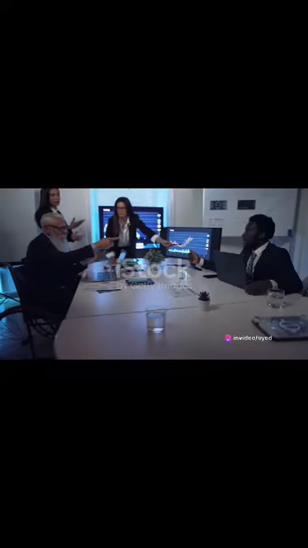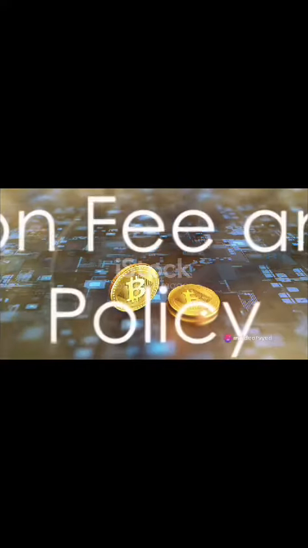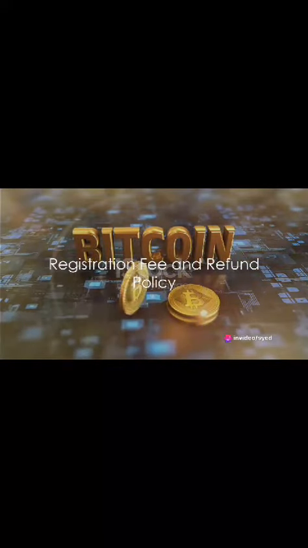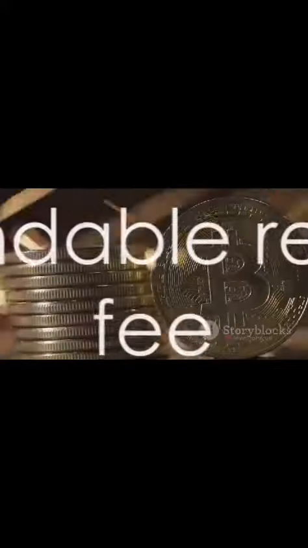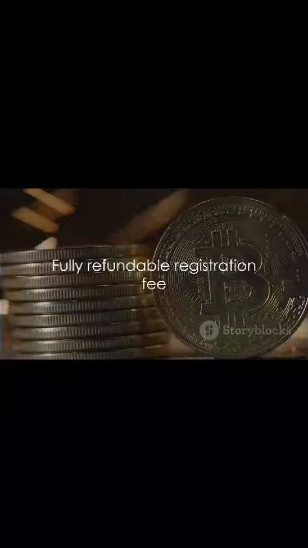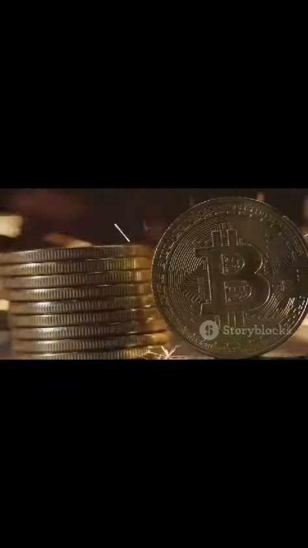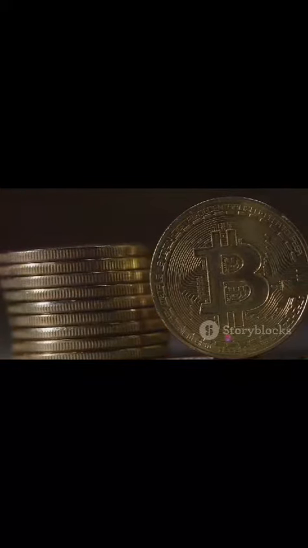This community, tailored specifically to your batch based on your deposit date and registration details, will be your home base for all things crypto. Keep in mind, there is a one-time registration fee of 20 USDT, but here's the best part: it's fully refundable. Yes, you heard that right. If you decide that crypto trading isn't your cup of tea, we'll refund your registration fee, no questions asked.